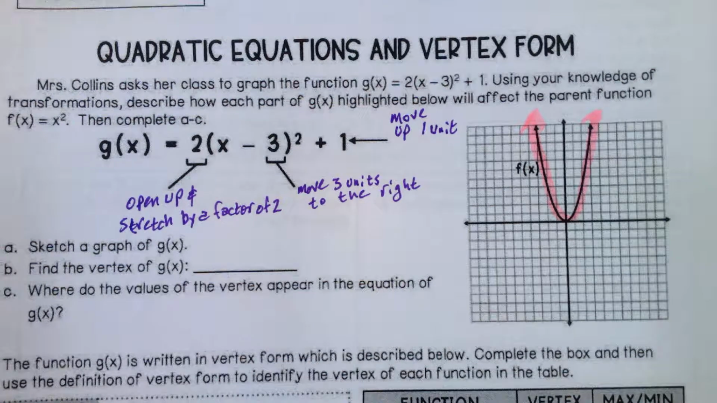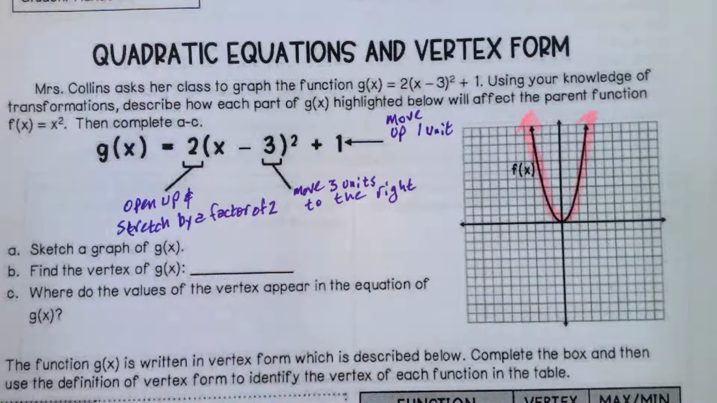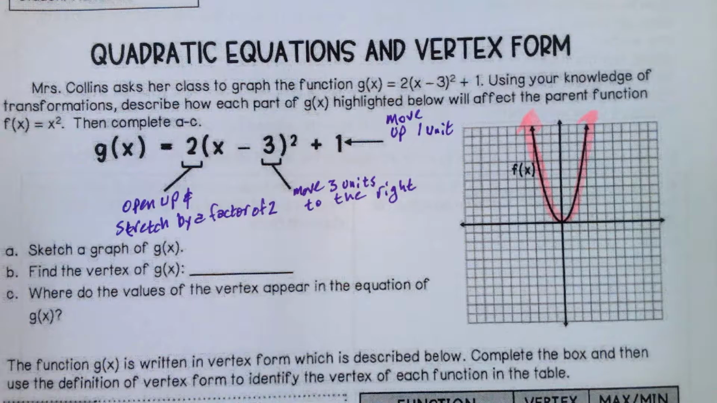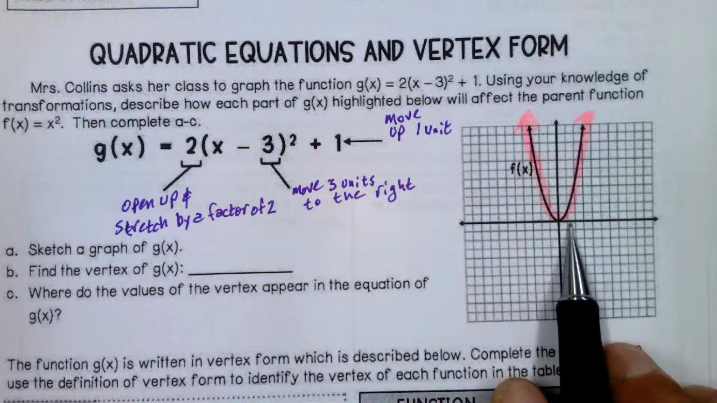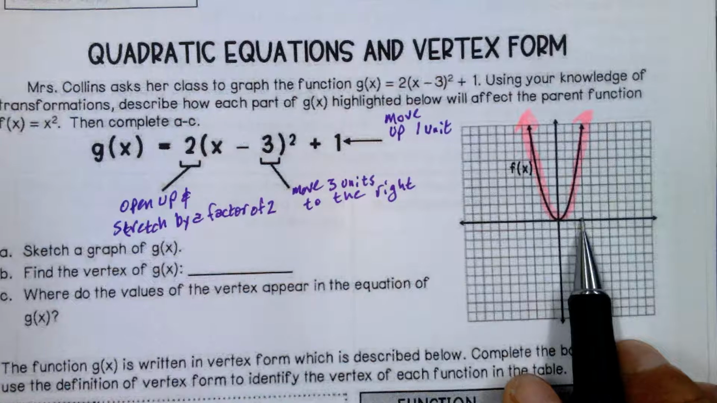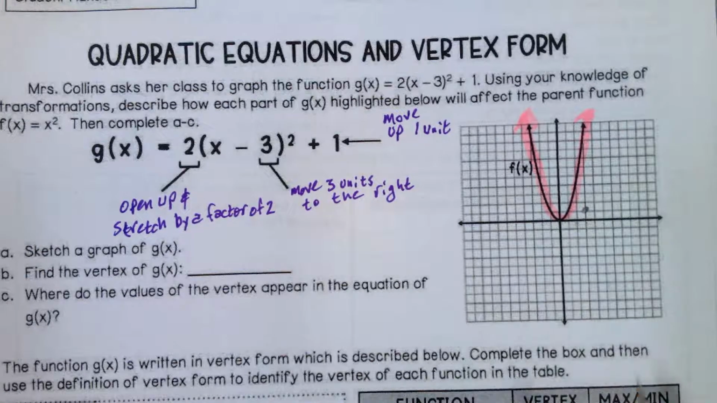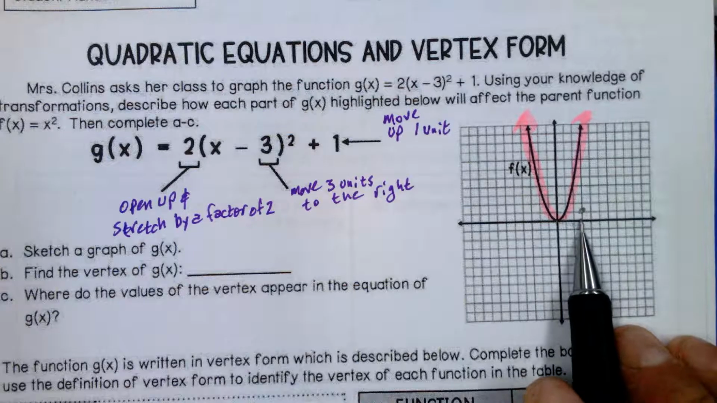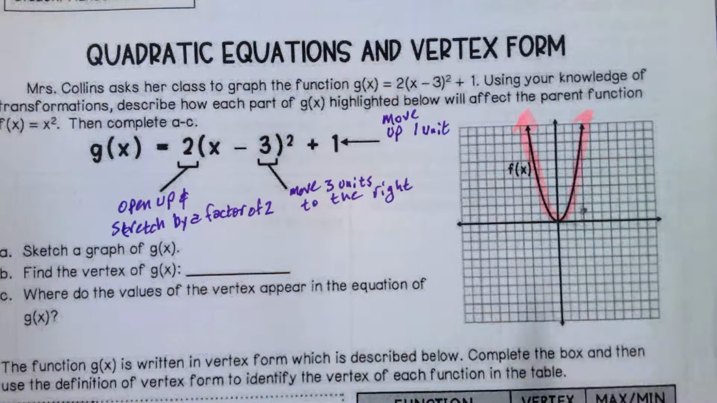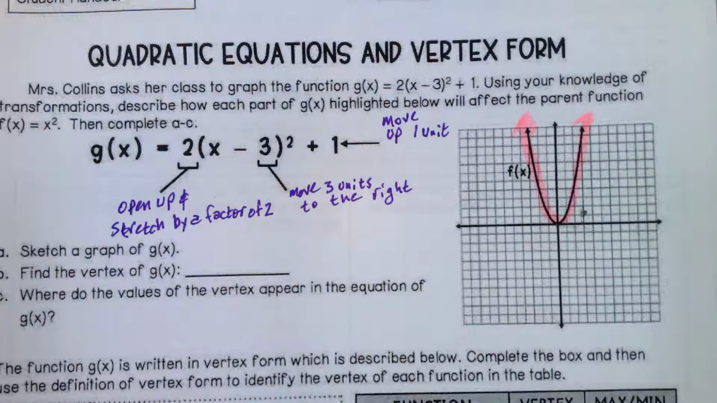So now they're asking us, I'll use a pencil in case I make a mistake and then I'll darken it in. Sketch g of x. We really have everything we need. So first of all, we're going to move, like we said, 3 units to the right. 1, 2, 3. And then 1 unit up. So from where f of x is, 3 units to the right, 1 unit up. And then we know this is going to be stretched by a factor of 2.